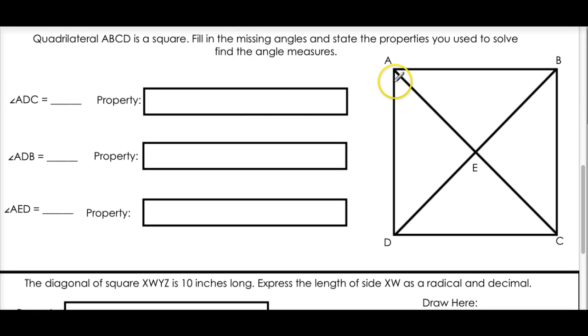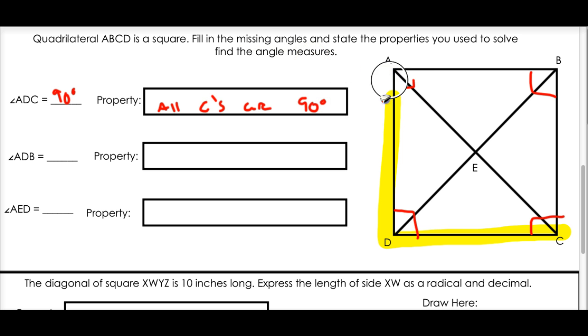So the first thing we want to know is find the angle ADC. So let's highlight that. That might help us out a little bit. Grab your highlighter. So we want to find ADC, and that's this whole angle over here. Well, what do we know about the angles of a square? They are all right angles, right? So each angle is 90, so that means this angle, ADC, must also be 90 degrees. And the property is that all angles are 90 degrees.